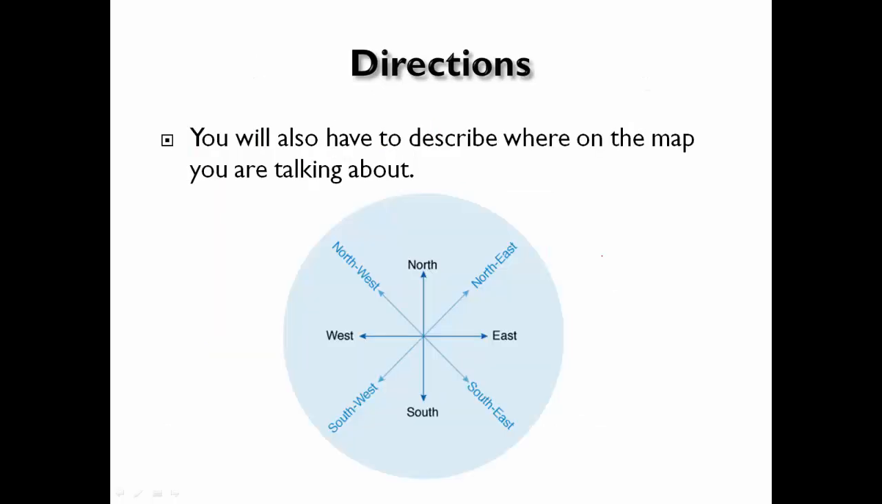So the other thing that you need to be conscious of when describing maps is directions, because you need to say where on the map things are happening. So you must learn these. So north, south, west, east, northeast, southeast, southwest, and northwest.